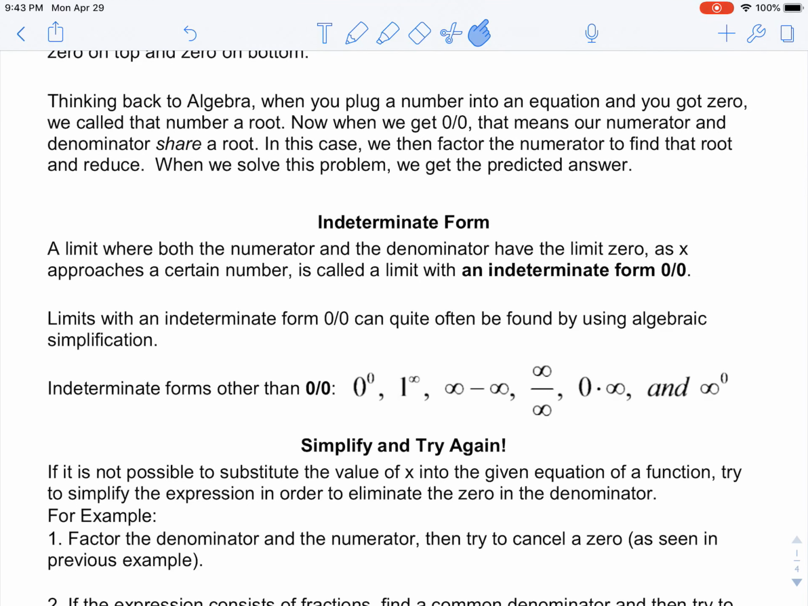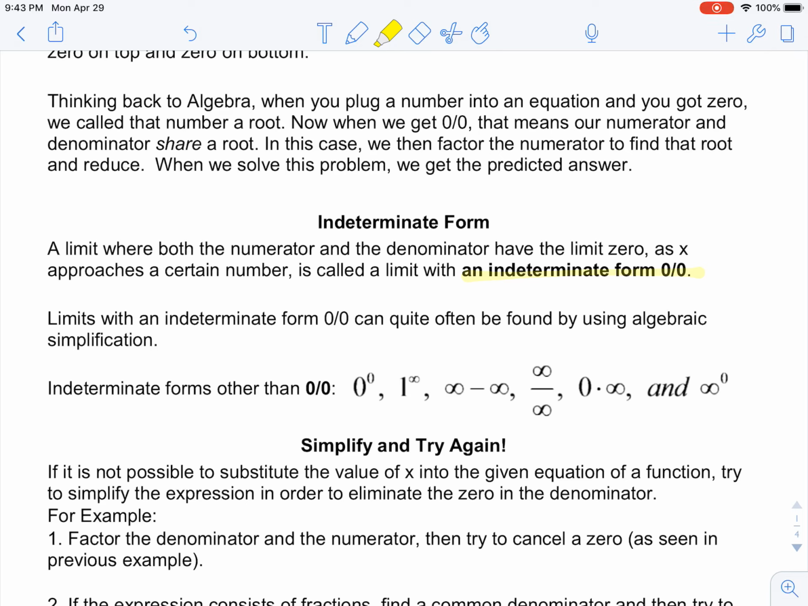So where the numerator and denominator have the limit 0 as x approaches a certain number, it's called a limit with an indeterminate form of 0 over 0. Limits with an indeterminate form 0 over 0 can quite often be found by using algebraic simplification. There's other indeterminate forms other than 0 over 0.